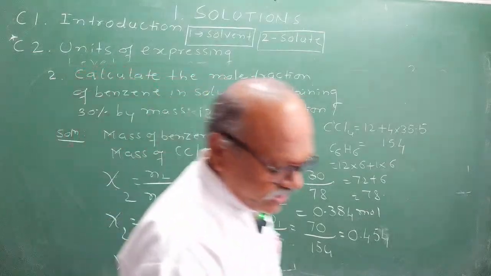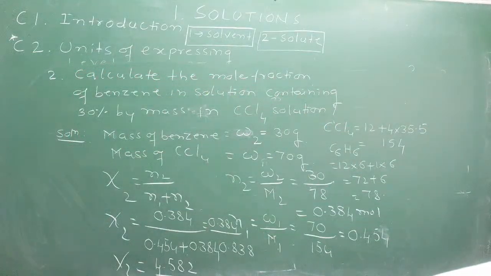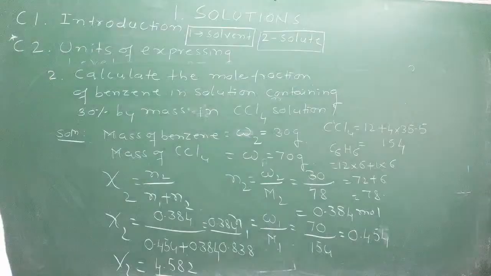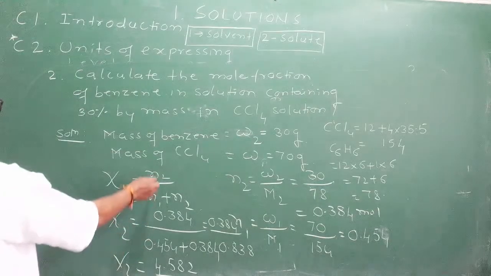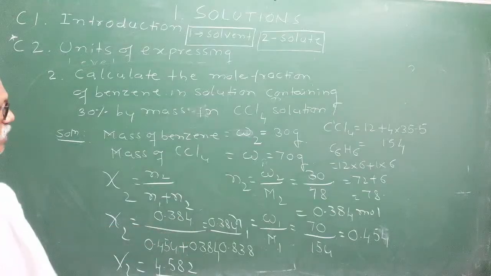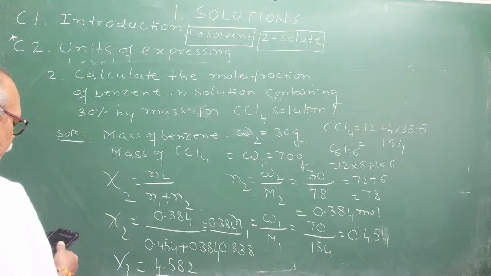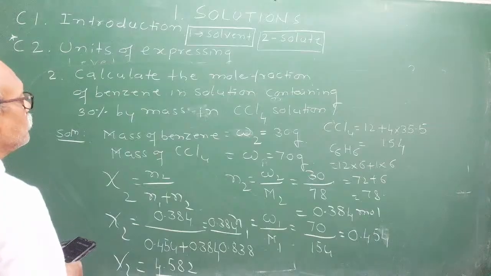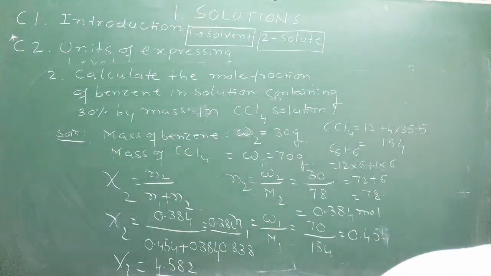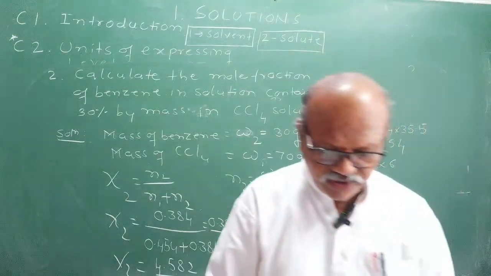Mole fraction is generally unitless. Multiplying by 100 is not necessary for mole fraction. Mole fraction is the number of moles of the solute divided by the sum of the number of moles of the solute and solvent. We got 0.4582 as the mole fraction of benzene.